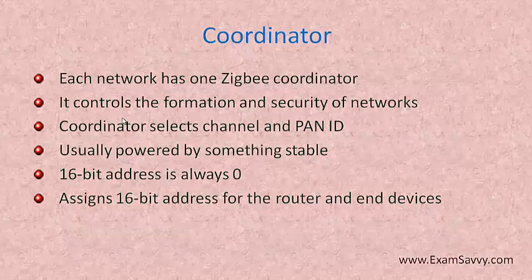Coordinator. Each network should have at least one ZigBee coordinator. The use of the coordinator is to bridge between other networks. Here the coordinator is called the root of the network, and it can also control the information and take care of security for the entire network. The coordinator mainly selects the channel and PAN ID. PAN ID is nothing but personal area network identity. And for the 16-bit address, it is always 0. It also assigns 16-bit addresses for routers and end devices. That is what the coordinator does.